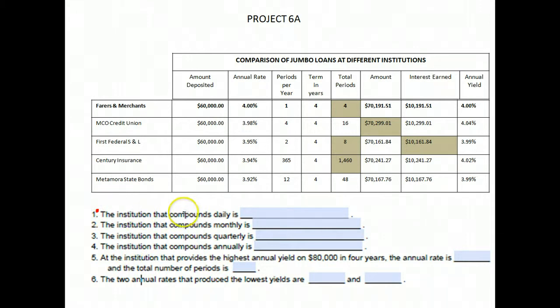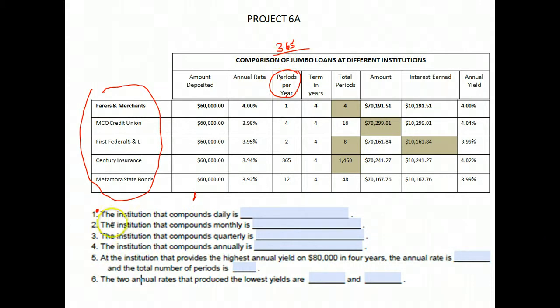It says the institution that compounds daily is which institution? Okay, so how can you tell if you compound daily? Well, you would be able to tell that based on the number of periods per year. When they say institution, these are our institutions. Those are the names of them. Okay, so again, periods per year tells you how many times a year you compound. If you compound daily, that would be 365 times. So find the group, or the person, that compounds 365 times here.